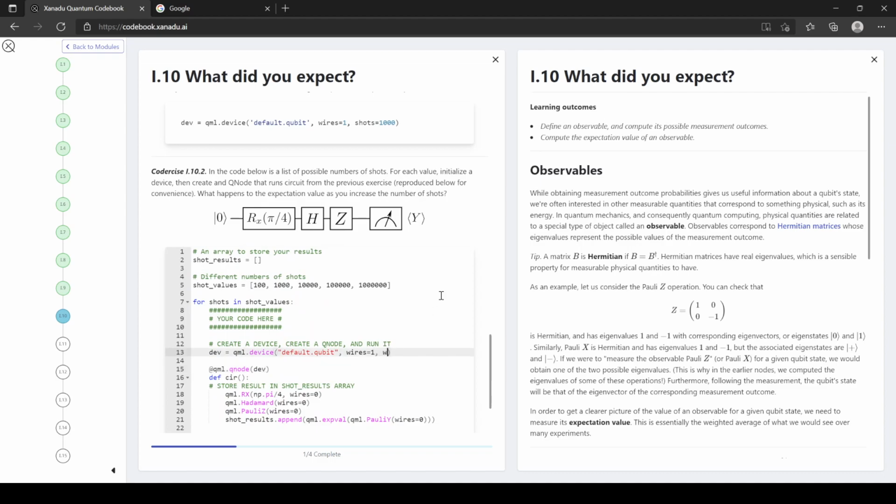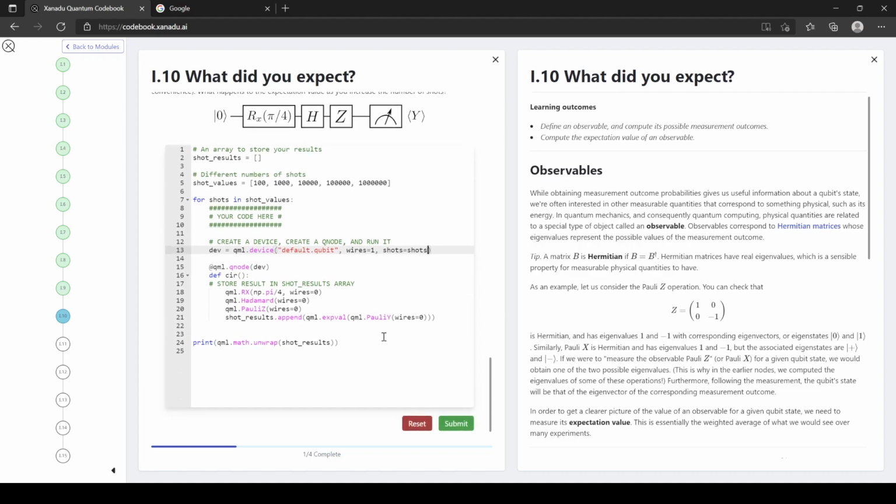Then we want to do shots equals shots. So we're changing the number of shots. We're specifying the device. And then this should just work. This is maybe not the best way to do this, but you know, it's probably going to work. And that's really all that we need.